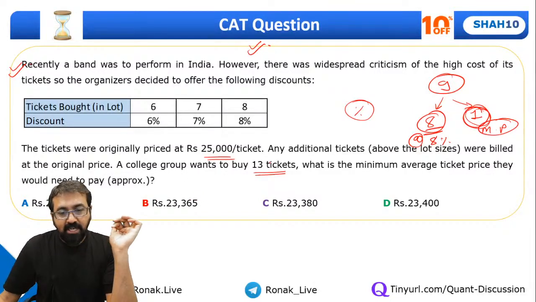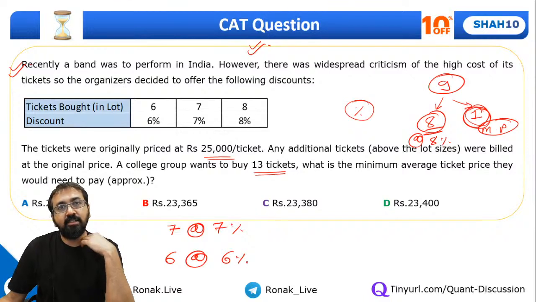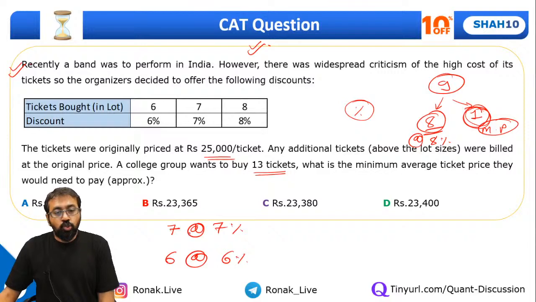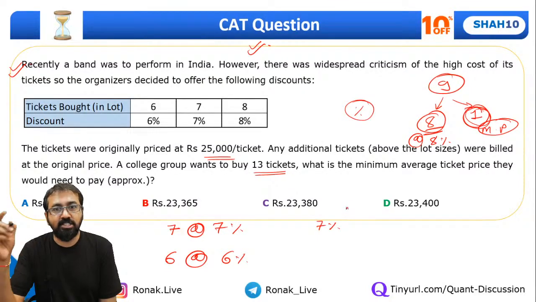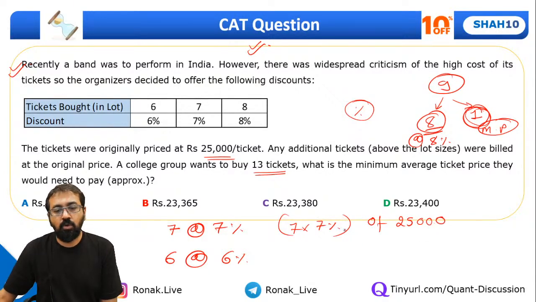Okay, so it's very simple. I mean, 13 tickets. So can I say I'll buy 7 tickets at 7% discount and 6 tickets at 6% discount, right? So can I say I'm getting 7% on each ticket, right? So 7% of 25,000 on the first ticket, 7% of 25,000 on the second ticket, and so on and so forth. So can I say my total discount will be 7 times 7% of 25,000? This is going to be my total discount on this one.